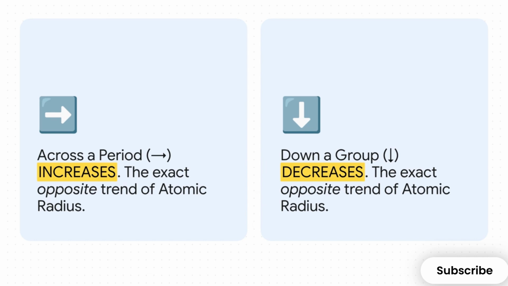As atoms get smaller going across a period, their electrons are held tighter, right? So it takes more energy to rip one away. As they get bigger going down a group, that outer electron is way out there, making it much easier to pluck off. Seriously, just remember one trend and you automatically know the other.